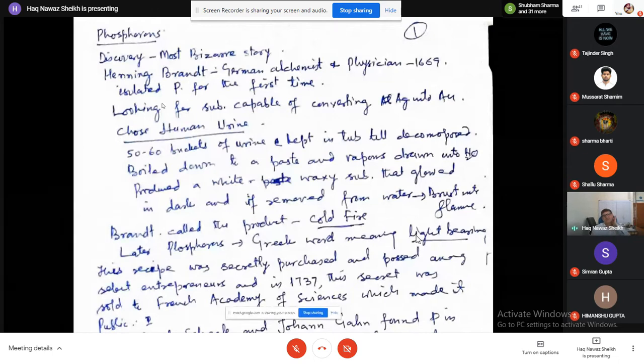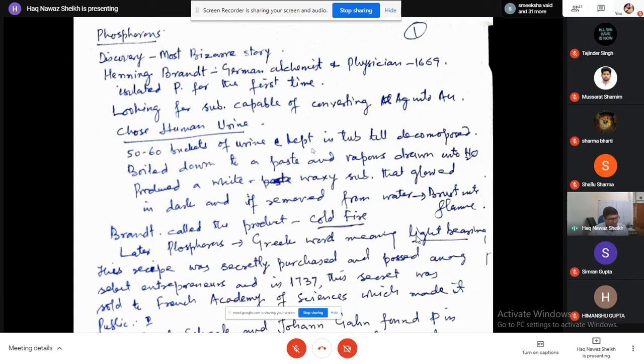Fifty to sixty buckets of urine were kept in a tub for a long period till the urine started decomposing, and then this dirty material was boiled down to form a paste, and the vapors were drawn into water, which produced a white, waxy substance that glowed. There was a glow in the dark, and if this waxy material was removed from water, it just burst into flame, and there was no heat in this flame.